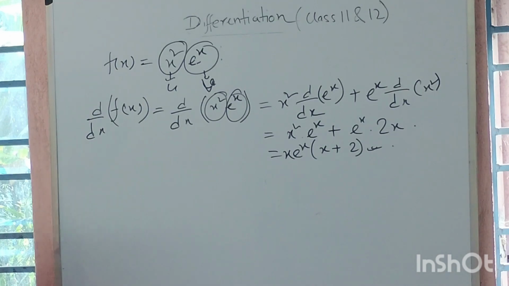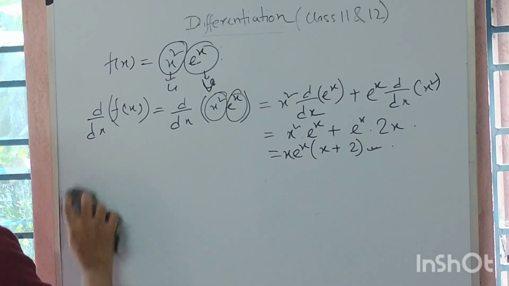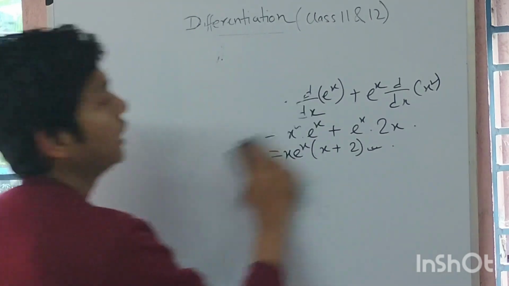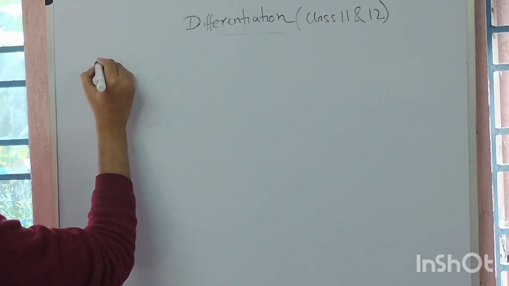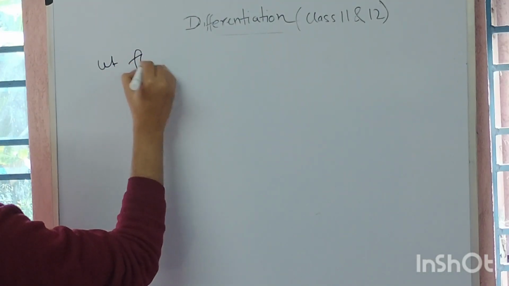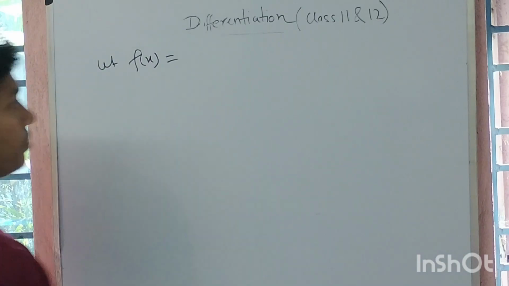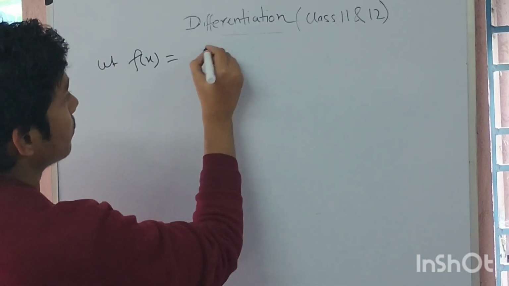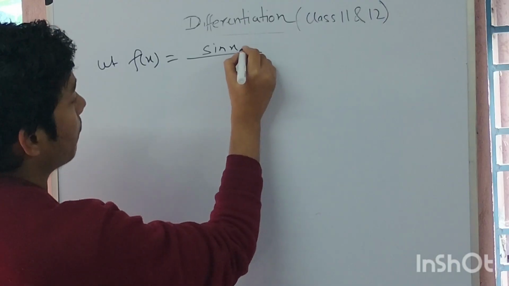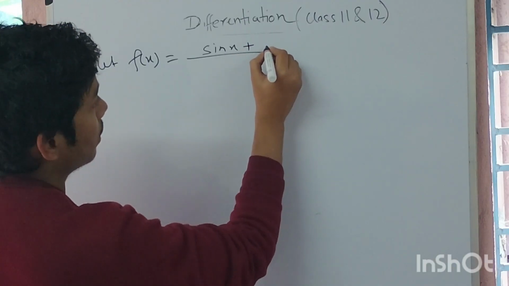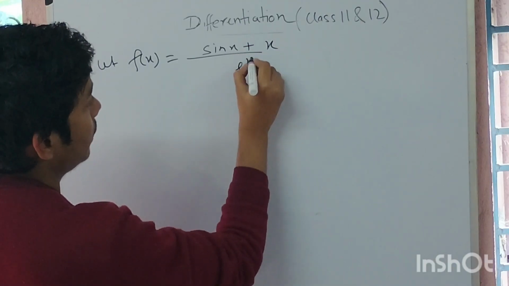I have done that. Now I am doing the u by v method. I am taking a function like this. Let f(x) equal sin x plus x by e to the power x.